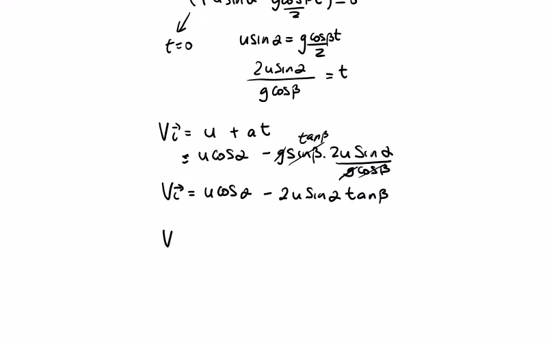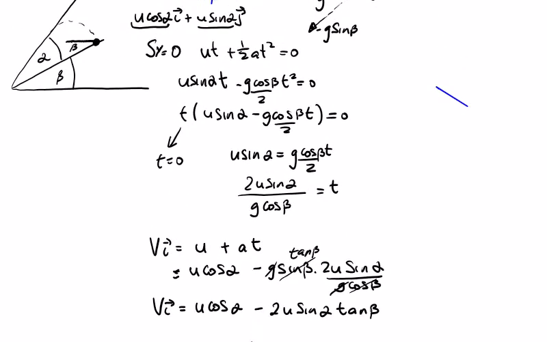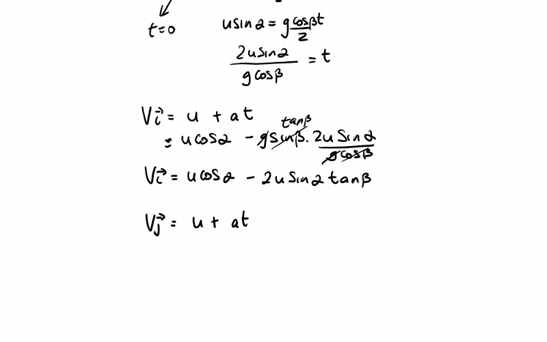So if we look at the same in the j direction, u plus at. My initial velocity is u sine alpha and minus g cos beta for acceleration, so u sine alpha minus g cos beta times time, 2u sine alpha over g cos beta. So we can see these g cos betas are going to cancel, and we're left with u sine alpha minus 2u sine alpha. Well, they're like terms. So that's just going to be minus u sine alpha.